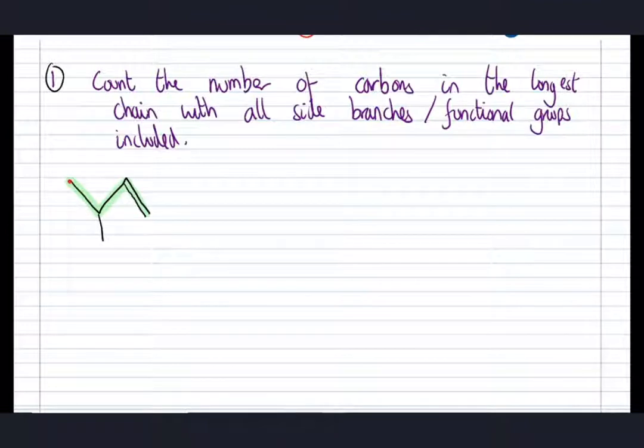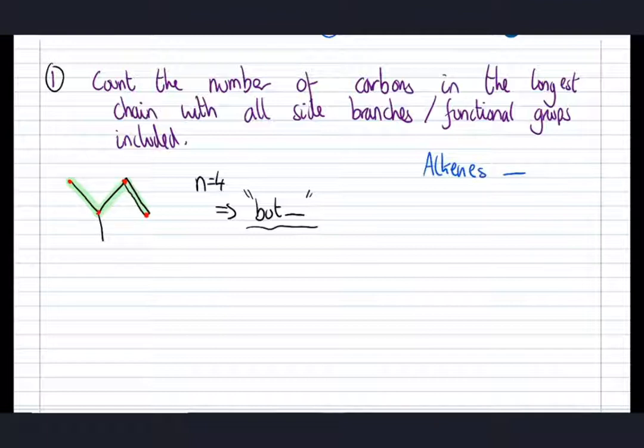Let's count the carbons. Let's dot them up. 1, 2, 3, 4. 4 carbons. N equals 4. And using our prefixes that we've learnt from our first video on naming alkanes, we know that N equals 4 means that this is but something. Now, alkenes end in -ene. So this is going to be but something -ene.